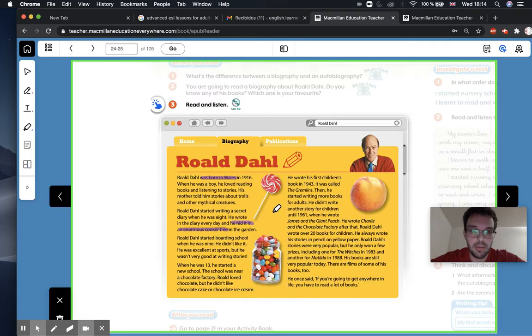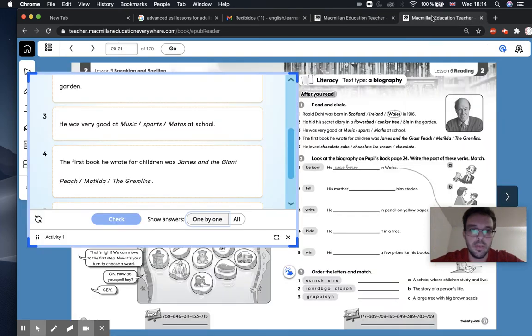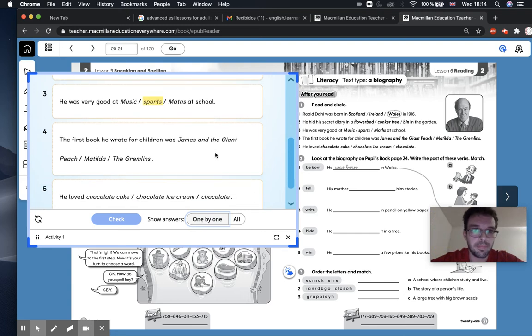Let's have a look. Now, if we look here in the text, it says here, he was excellent at sports. He was excellent at sports. So, let's have a look. Number 3, it says he was very good at music, sports, or maths at school. Well, we saw the answer, sports.